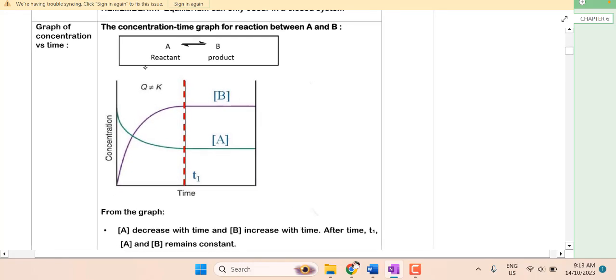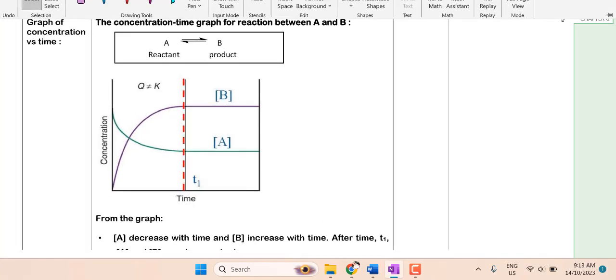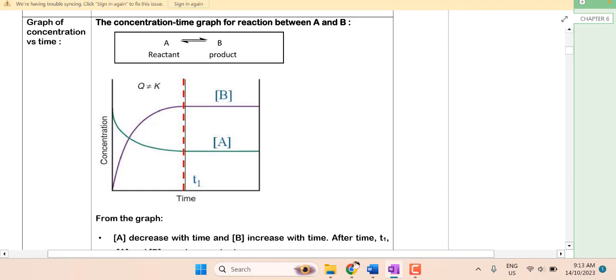Let us consider a graph of concentration versus time. A is the reactant, B is the product. Initially, the reactant will have some value. When you want to carry out any reaction, you take the reactant first. So at the initial state, the reactant will have some value, and the product will be 0. Initially there is no product formed.